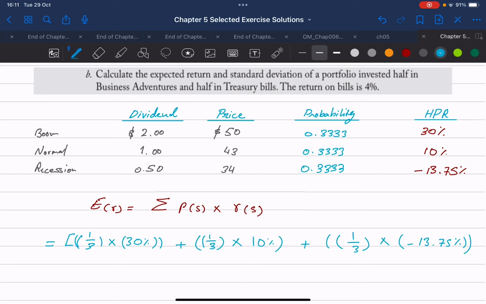All right. All you need to do now is just run the numbers on your calculator. So I'll open a bracket, 0.333 multiplied by 30% or 0.30 plus 0.333 multiplied by 0.10 plus 0.333 multiplied by minus 0.1375. That will give me 0.87.